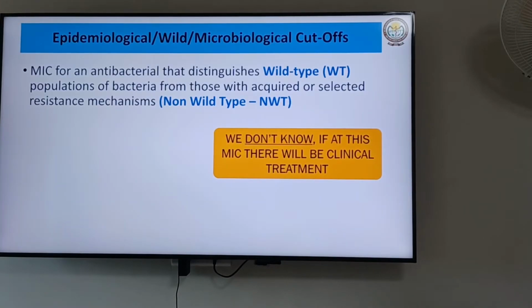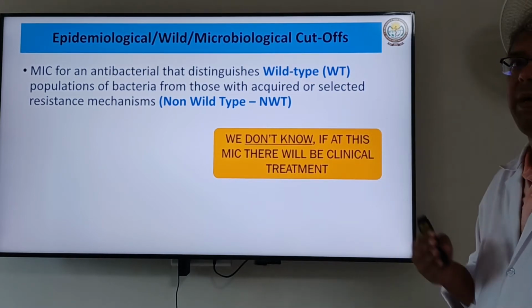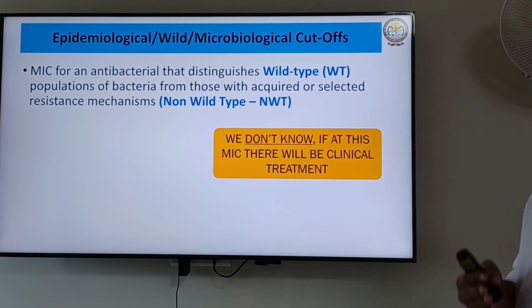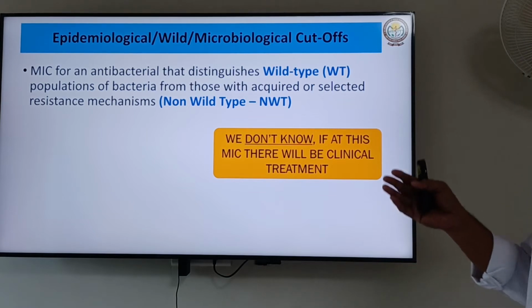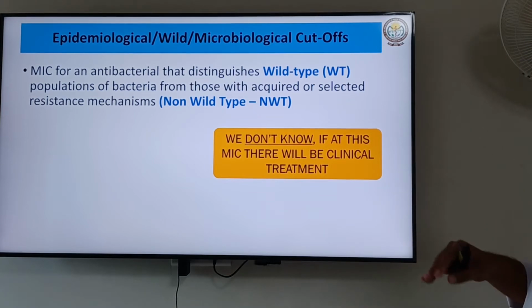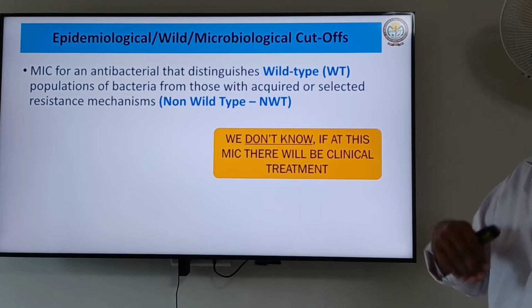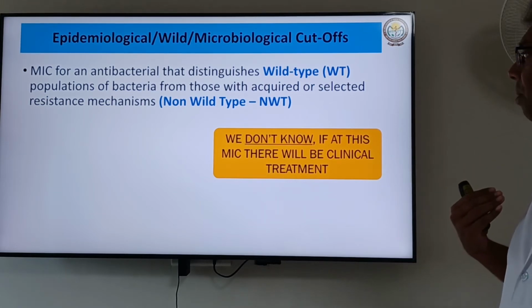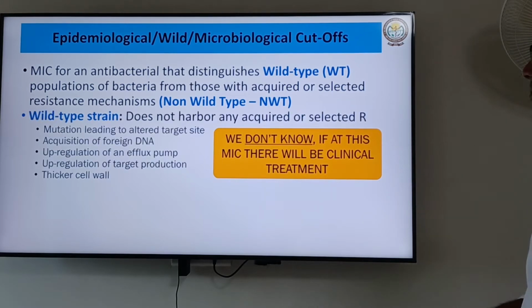So what are the epidemiological cutoffs actually? Whenever we have two types of bacteria, one is the wild type and the other is the non-wild type. The wild types are the ones which do not have any discernible resistance mechanism, and they are likely to respond to a particular antibiotic. The other ones are the non-wild types. That means they are usually taken from patients, and they are likely to harbor some resistance mechanisms.